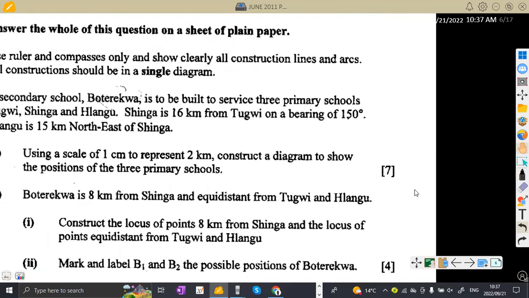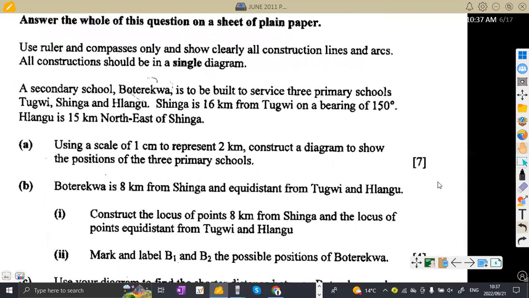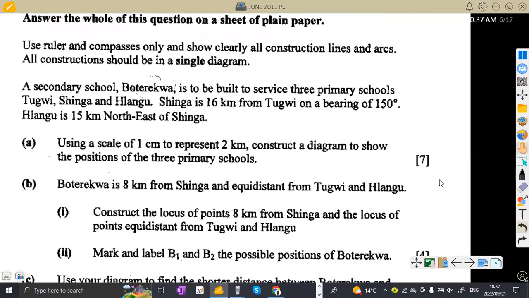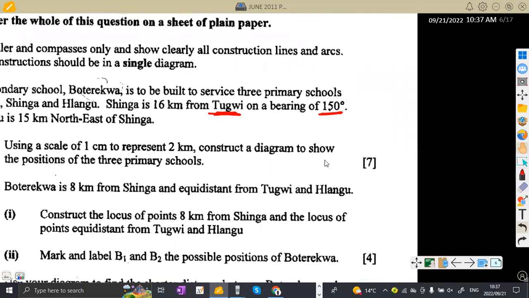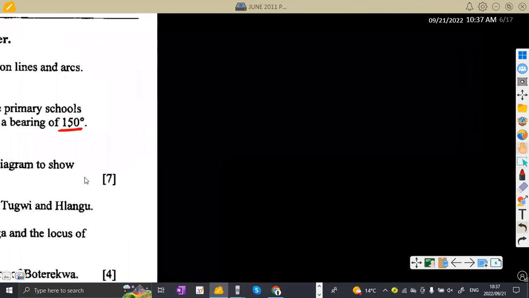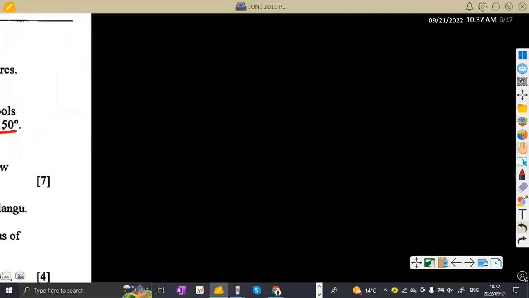So take note, guys, we are given that a secondary school, Boterekwa, is to be built to service 3 primary schools, Tugwi, Shinga, and Hlangu. Shinga is 16 kilometers from Tugwi. So remember, bearing, you start from. So we're given that 16 kilometers from Tugwi, which means our bearing has to be from Tugwi, which is on a bearing of 150 degrees. So remember your bearing, guys. So we are going to start from Tugwi. That is where we are going to have our North Pole.